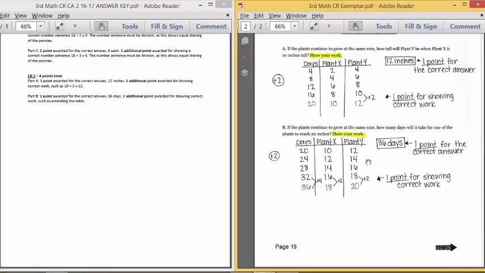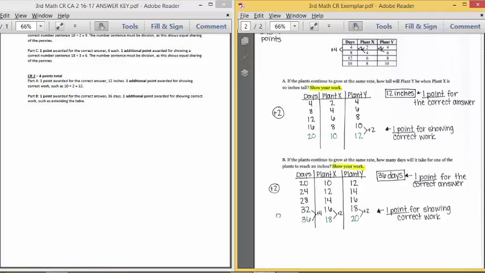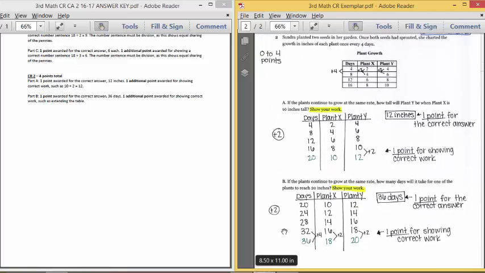Moving on to Part B. Part B is worth a total of 2 points as well. It asks scholars, if the plant continues to grow at the same rate, how many days will it take for one plant to reach 20 inches? So it can be either plant X or plant Y. And it is asking for the number of days. So again, they get 1 point for showing the correct work. They might use the chart up here again to continue to extend the table, or they may rewrite a table, or they may simply do 10 plus 2 plus 2 plus 2 plus 2, and then 12 plus 2 plus 2 plus 2 until they get to 20.